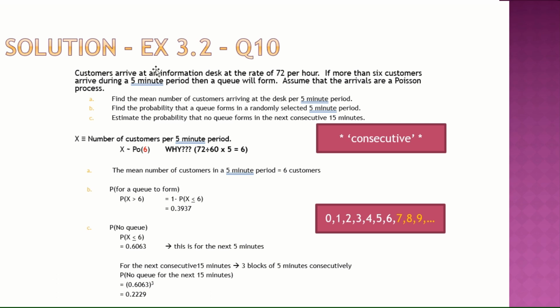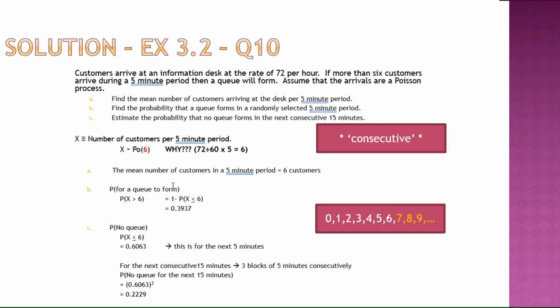All right. In this question, there is a new concept here, so I'll go through it. Find the mean, it is 6. You should know by now how to get it. Find the probability that a queue forms. How will a queue form? If they say more than 6 people, a queue forms. So more than 6 means 7, 8, 9 and above, right? Do you see the number line here?